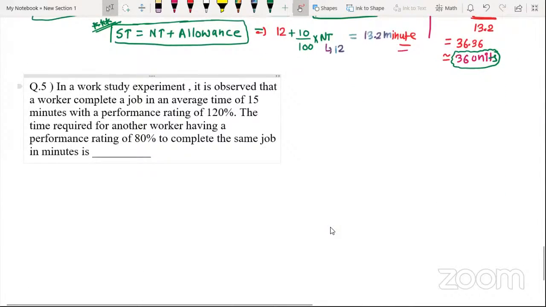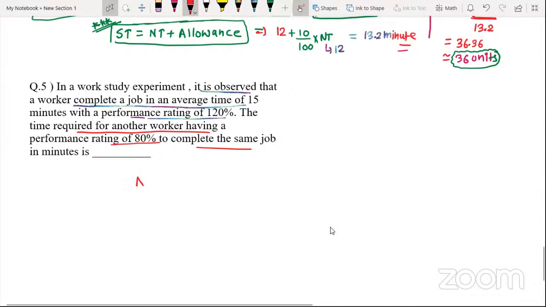Now the last question. It says that in a work study experiment, it is observed that a worker completes a job in an average time of 15 minutes, with a performance rating of 120%. What is the time required for another worker having a performance rating of 80% to complete the same job?